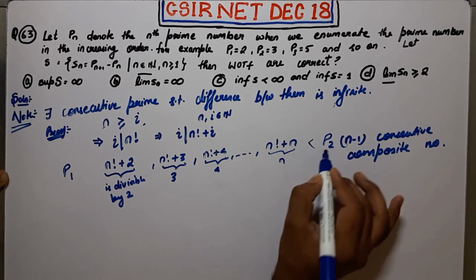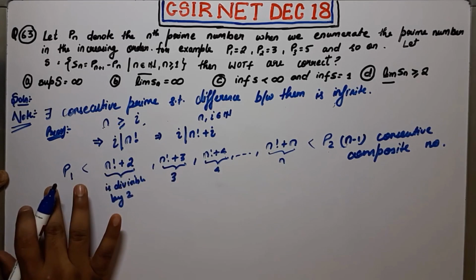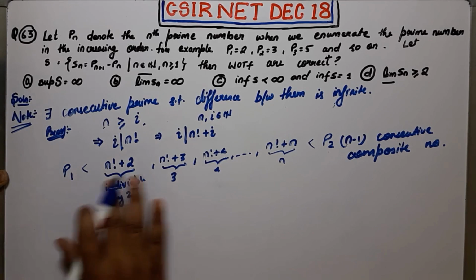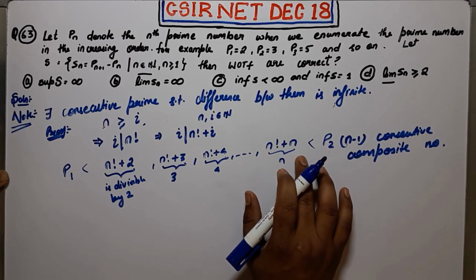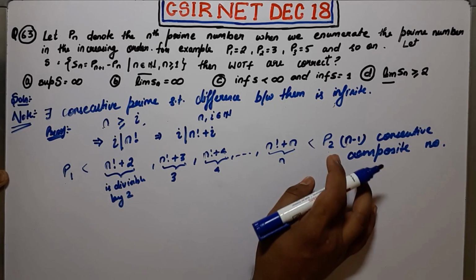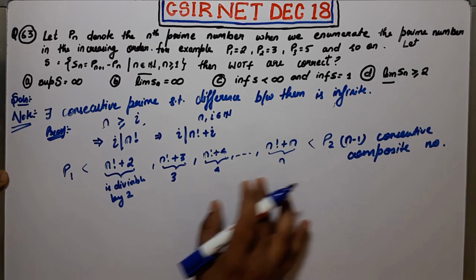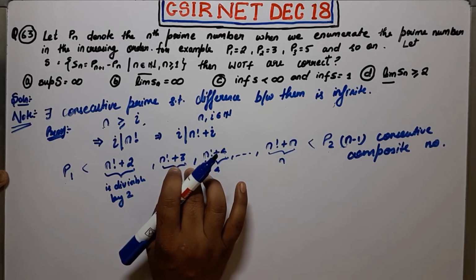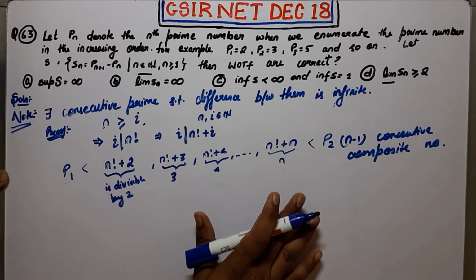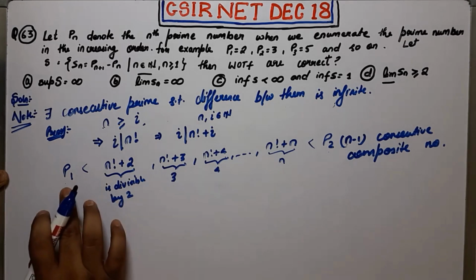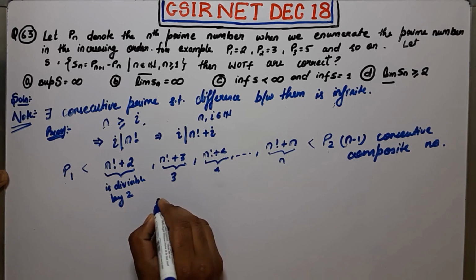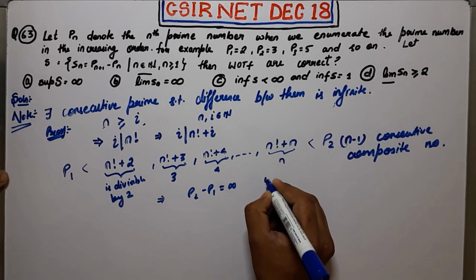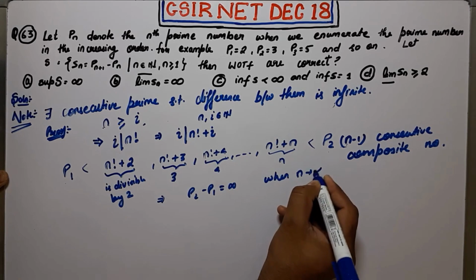So what I am saying is that p1 and p2 are two successive primes, where p1 is on the left side of this sequence and p2 is on the right side of this sequence. That means between these two primes there exist infinitely many composite numbers, so there does not exist any prime which lies between them. So what you see from here is that the difference p2 minus p1 is infinite. That will directly imply p2 minus p1 is infinite when n tends to infinity.